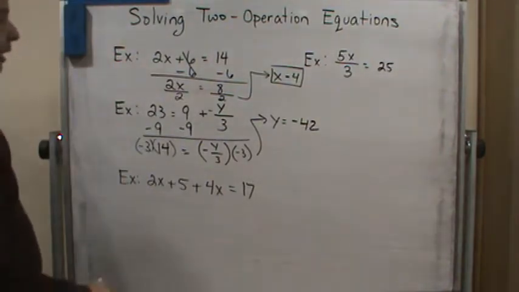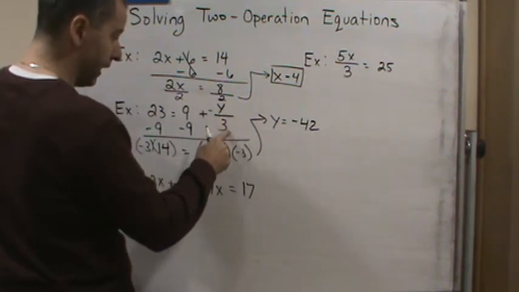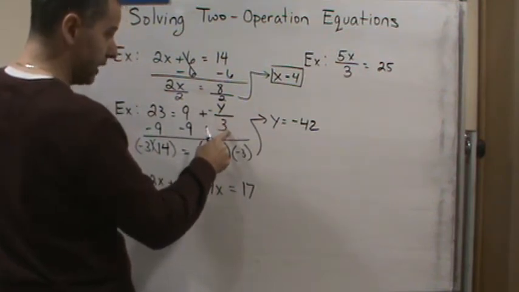And again, put it back in here, right? So a negative 42 divided by 3 gives me what?